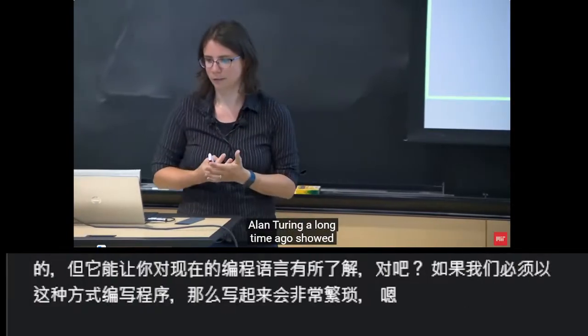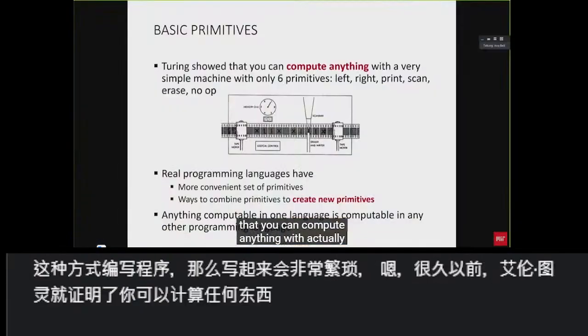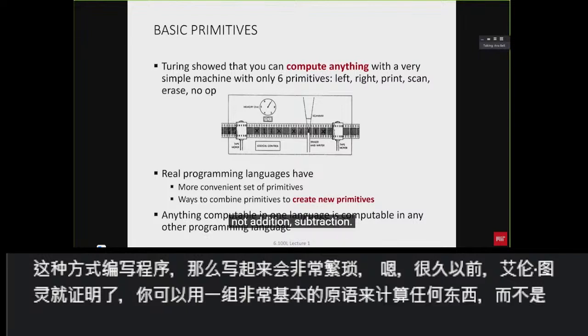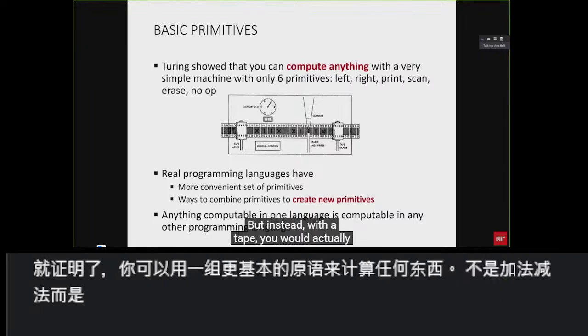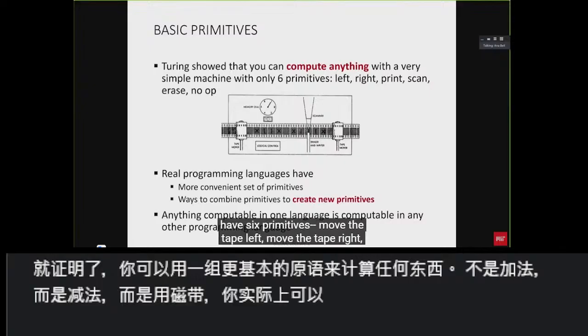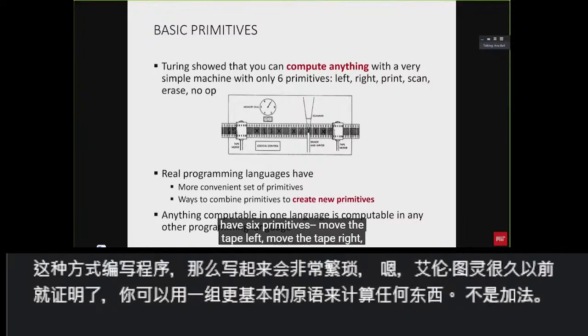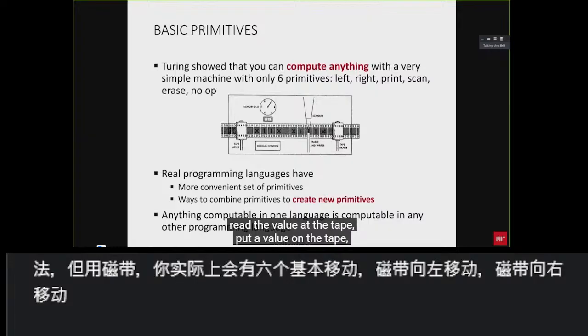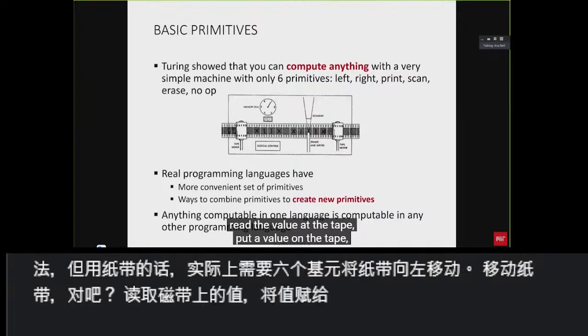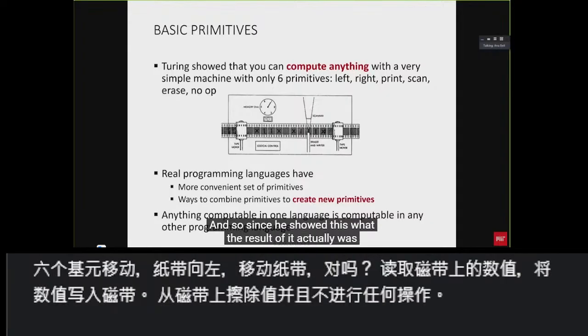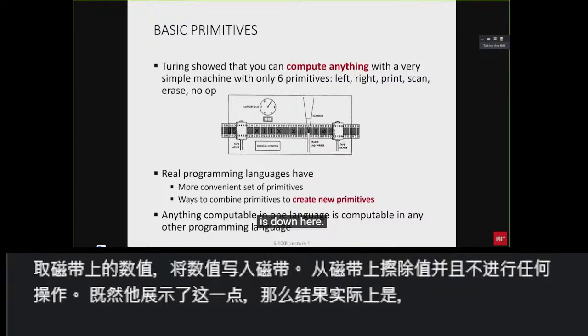Alan Turing a long time ago showed that you can compute anything with an even more basic set of primitives. Not addition and subtraction, but instead with a tape, you would actually have six primitives: move the tape left, move the tape right, read the value at the tape, put a value on the tape, erase the value from the tape, and no operation. And since he showed this, the result of it actually was down here.